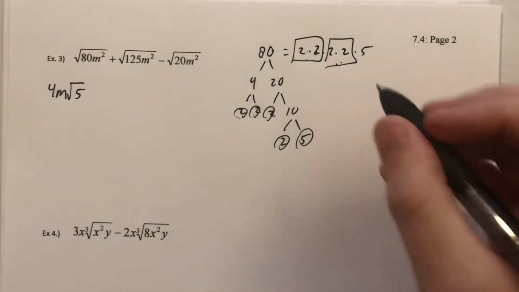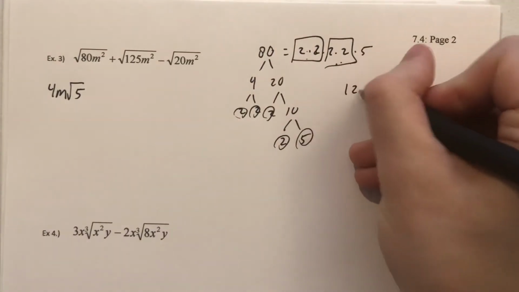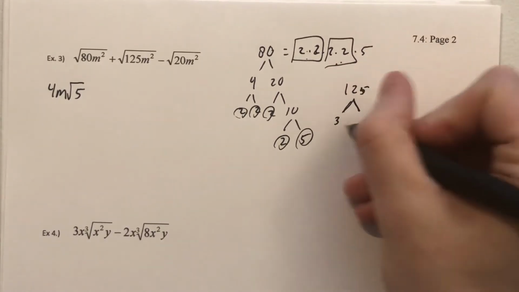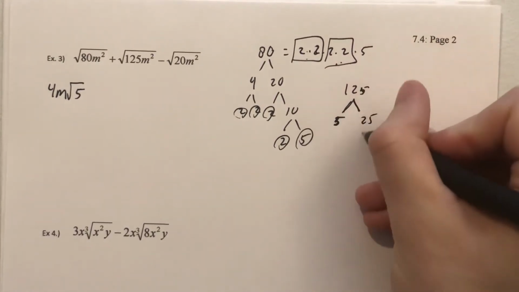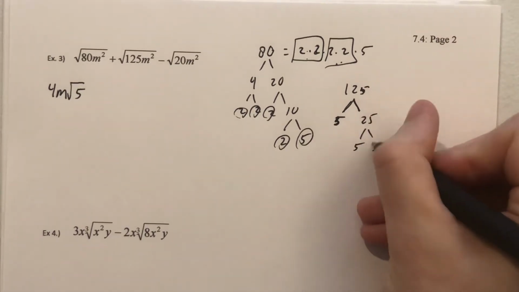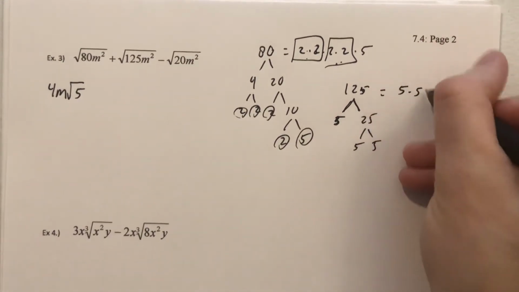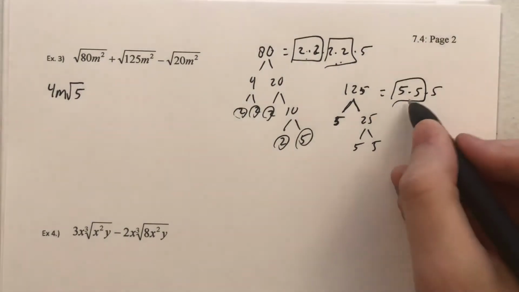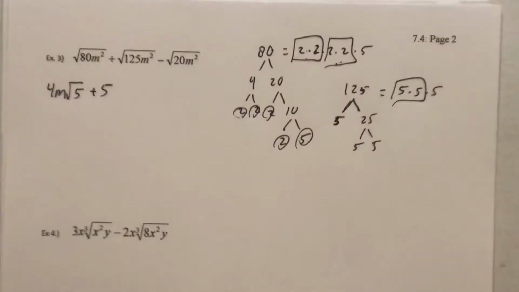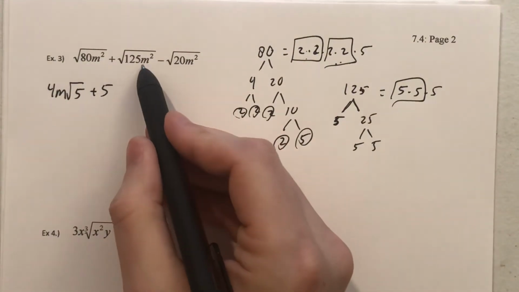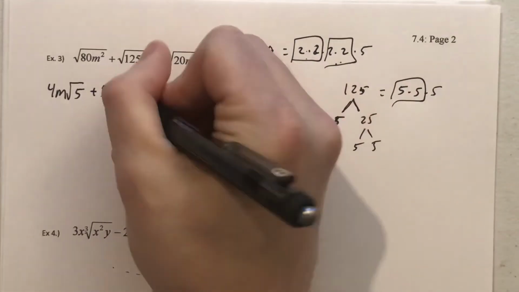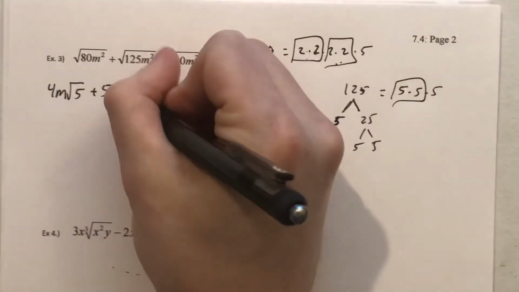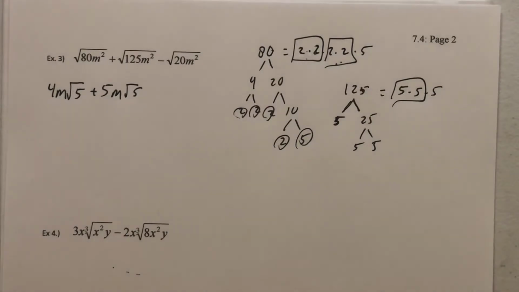Okay? Next one. Let's break down 125. 125 would be a 5 and a 25, and then 25 would be 5 and 5. So there's 125. There's a pair of 5s, so that pair of 5s will again come out front. Looks like we've got another m squared inside, which means that will simplify to an m on the outside, and we've got a single 5 left on the inside.